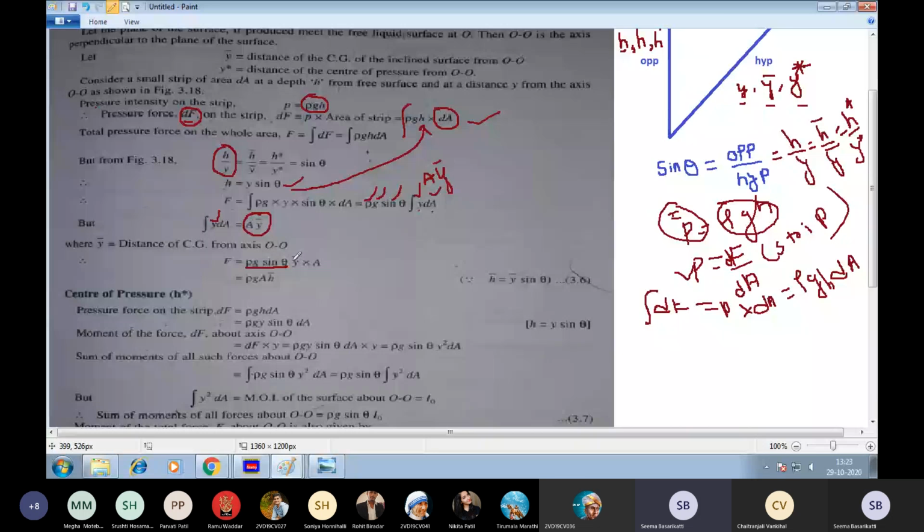Okay, so again from the previous equation, h bar divided by y bar is equal to sine theta. So therefore, what will be the value of h bar? h bar is y bar into sine theta. So now equate the value of y bar into sine theta as h bar. Now this is the equation for the total pressure for an inclined condition.